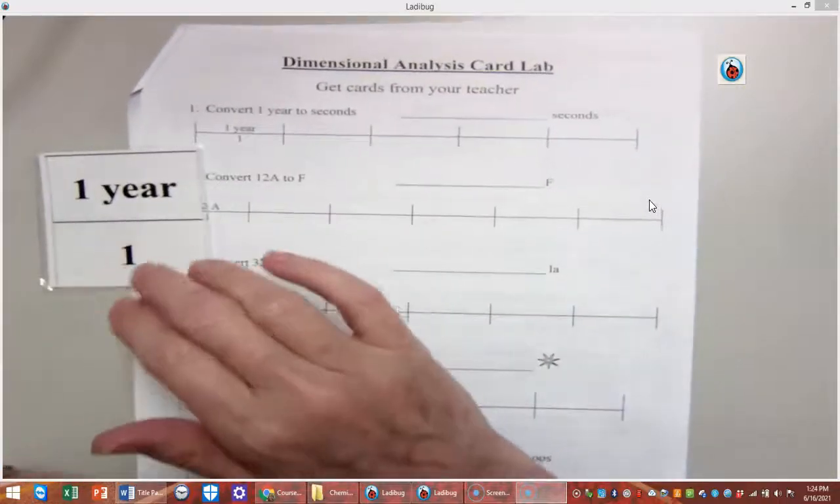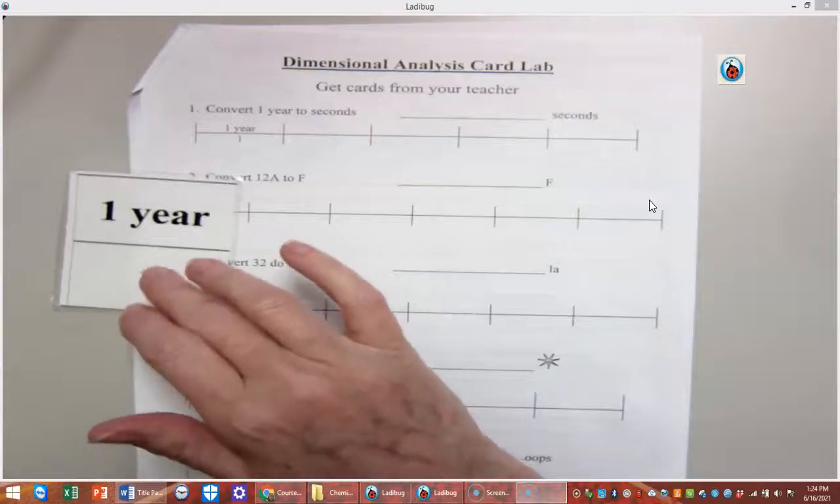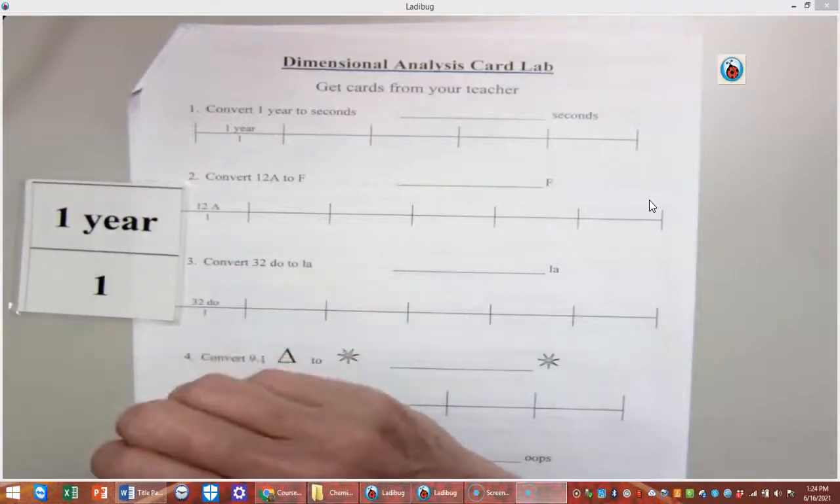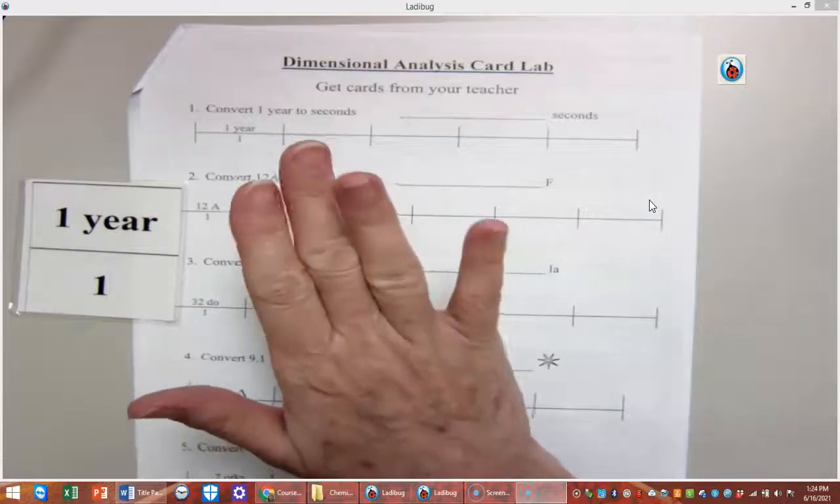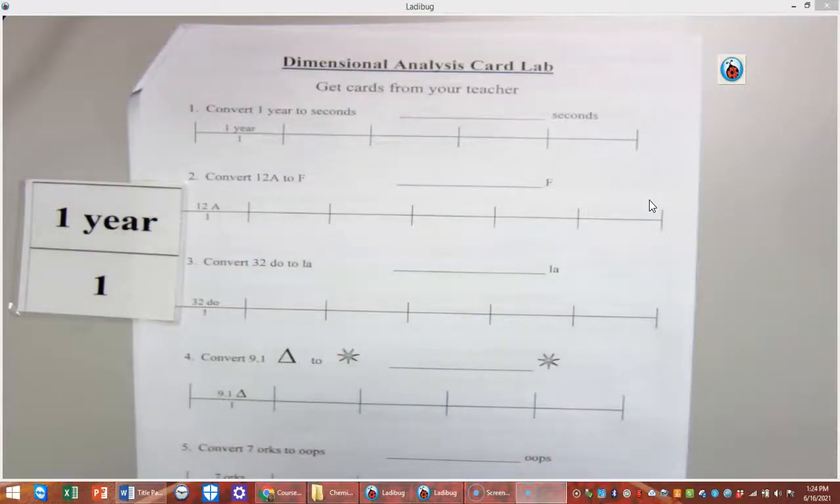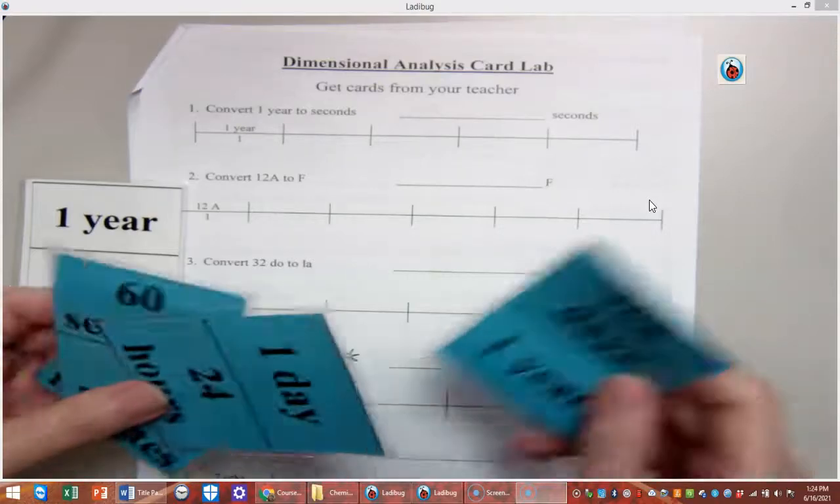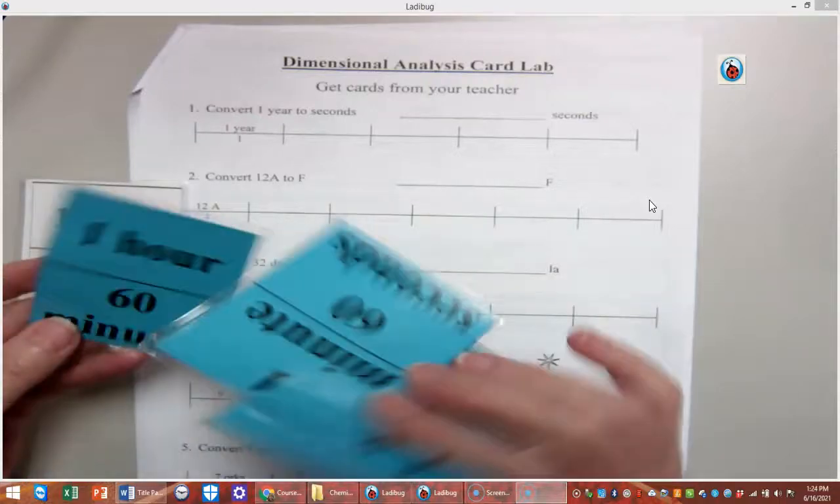Now, the purpose of dimensional analysis is to make conversions. I know you know how to multiply and divide. It's not the point of the activity. The point is, can you put it in dimensional analysis? So it's just a way to make conversions. That's all it is. So on number 1, I'm going to get all the cards that go with number 1, and they're all blue.